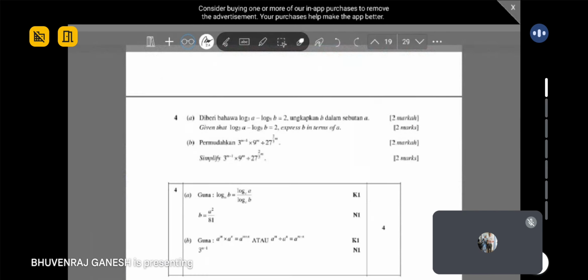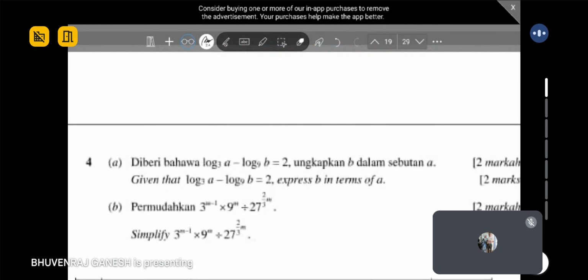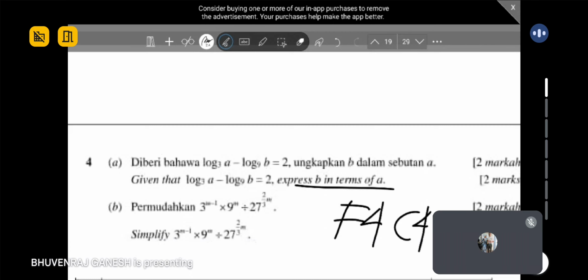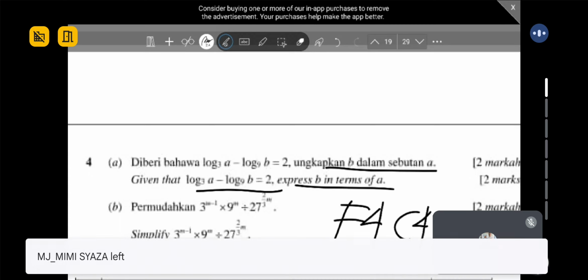So we continue. Okay, so question 4. Question 4 is on indices, surd and log. Okay? So this is Form 4 Chapter 4. Alright? Okay, so this question, they ask you to express B in term of A. Kamu kena ungkapkan B dalam sebutan A. So guys, what is your first step? Apa langkah pertama kamu? Whenever you see log question, what is the first thing you must do always?